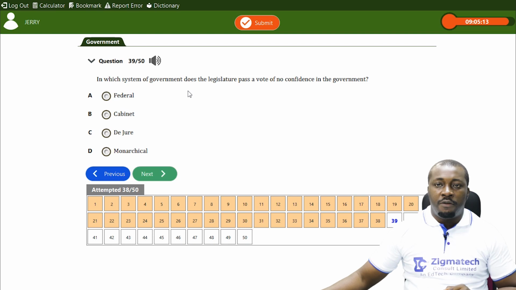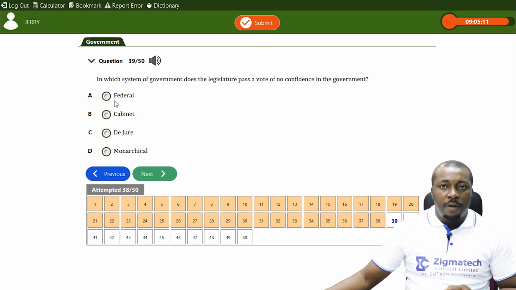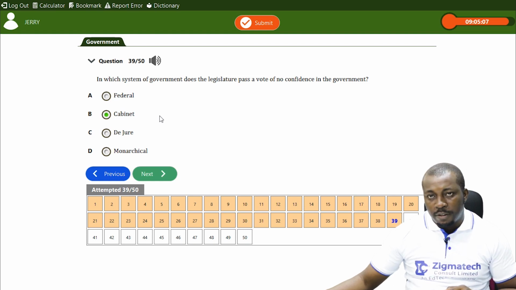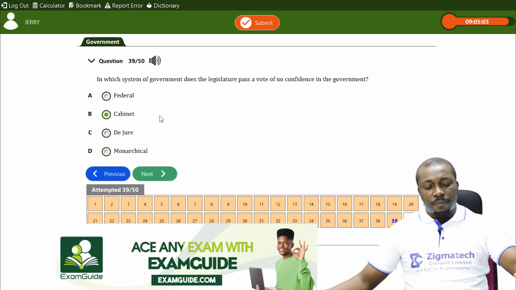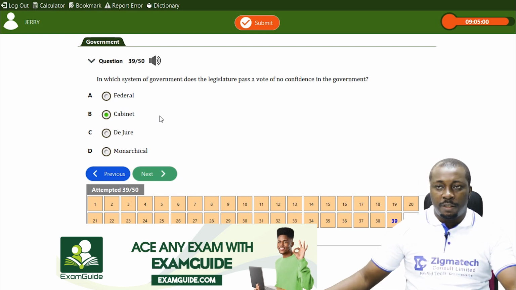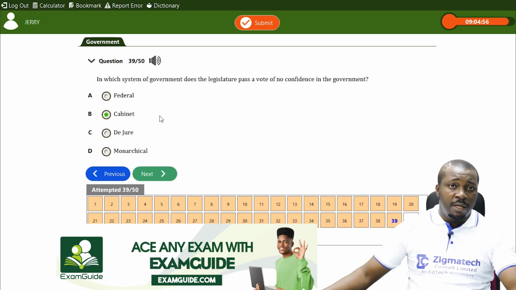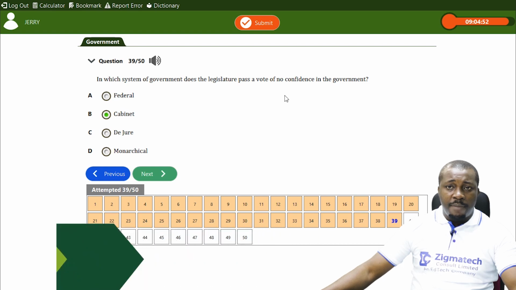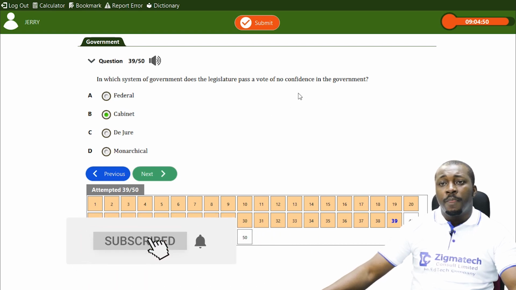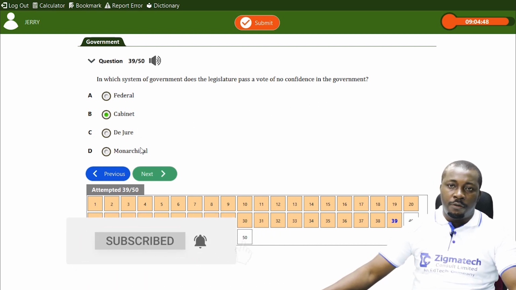Of course, it's not federal. Federal has nothing to do with this. It's cabinet system of government, which is parliamentary system of government. In a presidential system of government, the legislature uses impeachment. It passes impeachment proceedings against the executive. It's in cabinet system that you talk about vote of no confidence. It's not de jure, it's not monarchy.